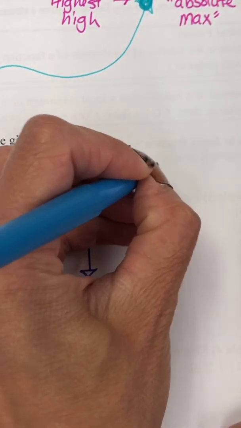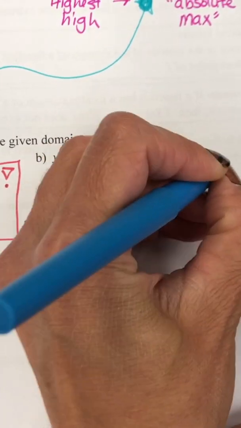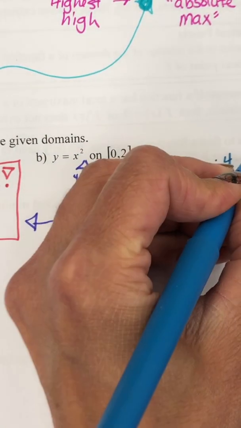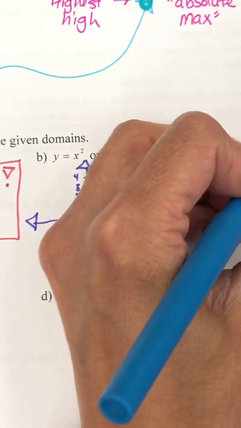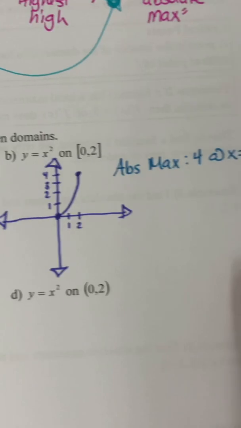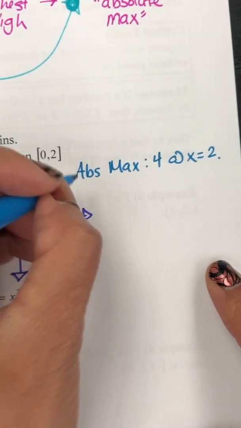So we have an absolute max, and that is at a y value of 4, and that is at an x value of 2. So absolute max is 4 at x equals 2. I'm using the at symbol.